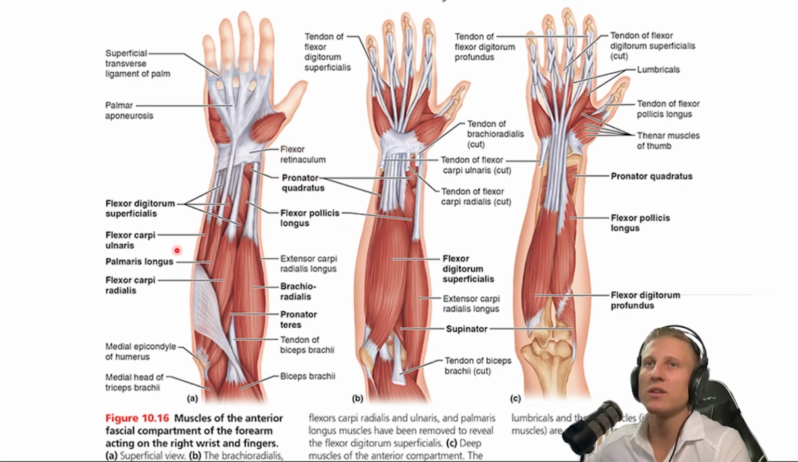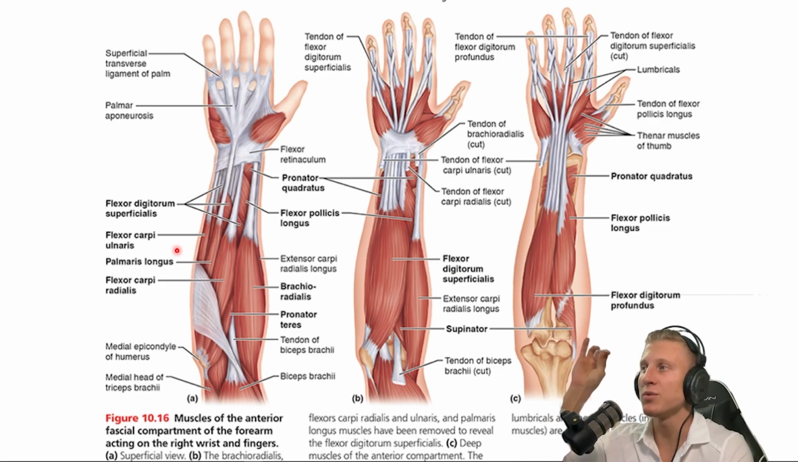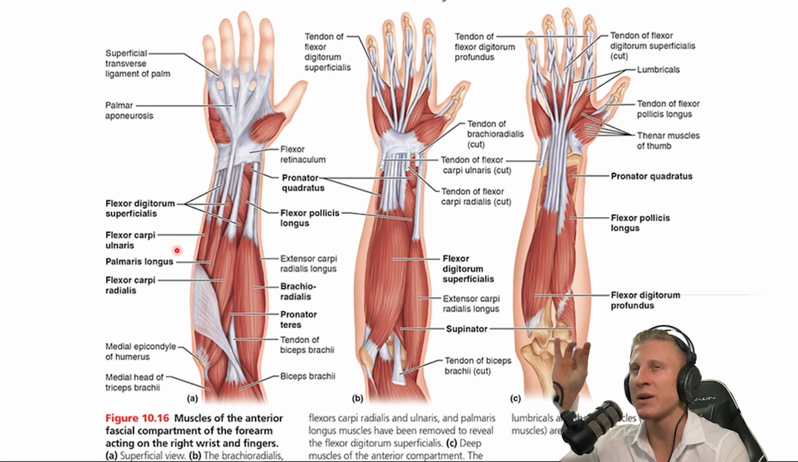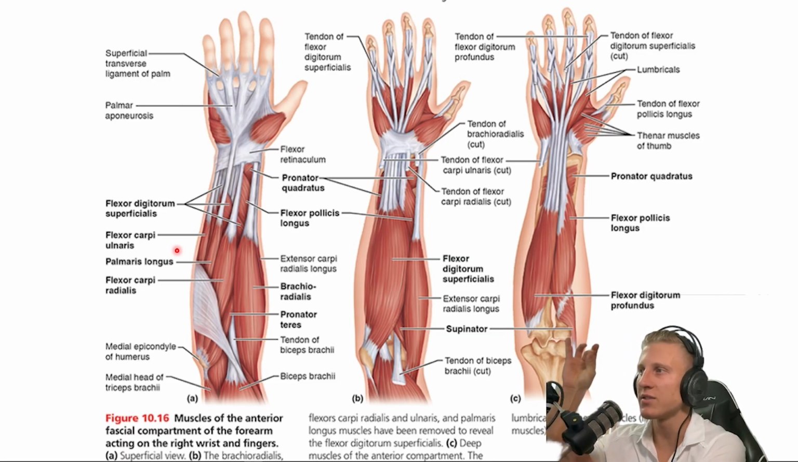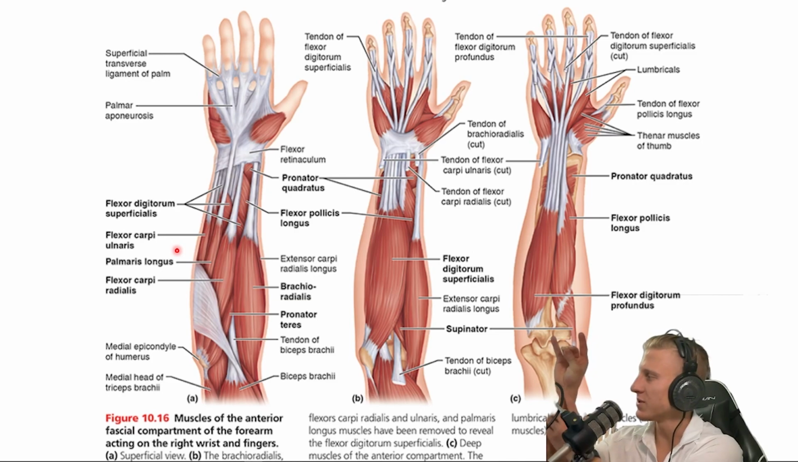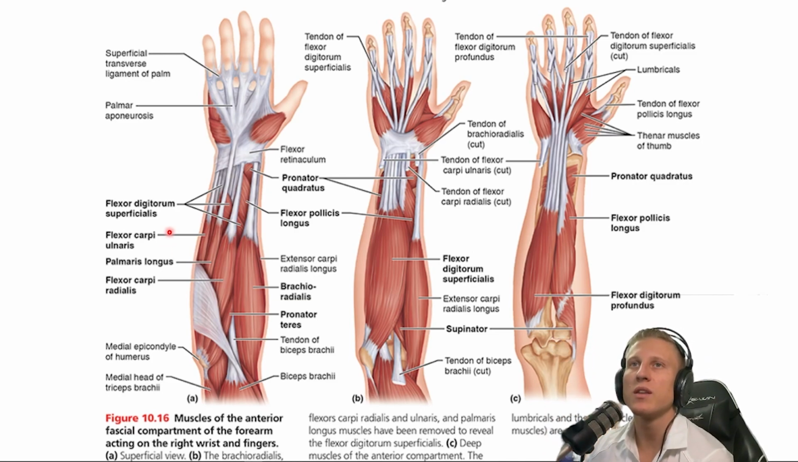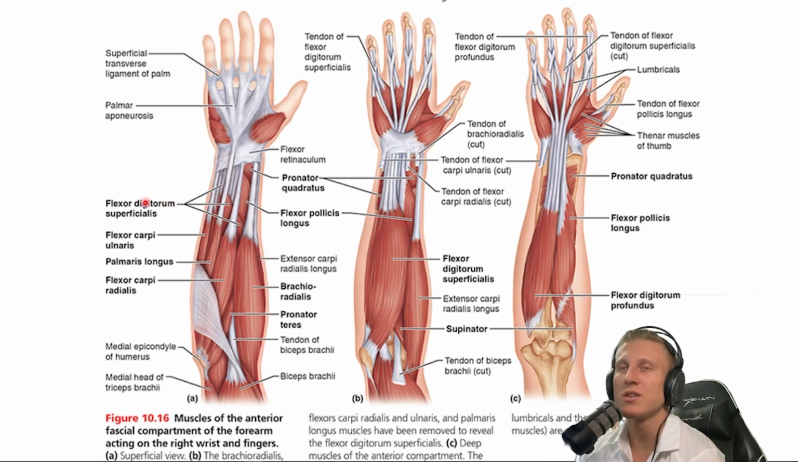The palmaris longus is one that a small portion of the population does not have. I looked it up. It's around 15% of the population who don't have that. And if you can do this pinching motion with your fingers, basically like doing a shadow puppet face, and you don't get this one particular tendon poking out, then you may be one of those percentage that do not have this muscle.